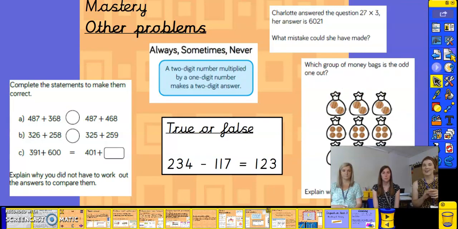And then here are some examples of other problems which we regularly use. So true or false questions, always, sometimes, never statements. These things we feed into lessons all the time, really, so that there are lots of opportunities for the children to show their understanding of concepts.